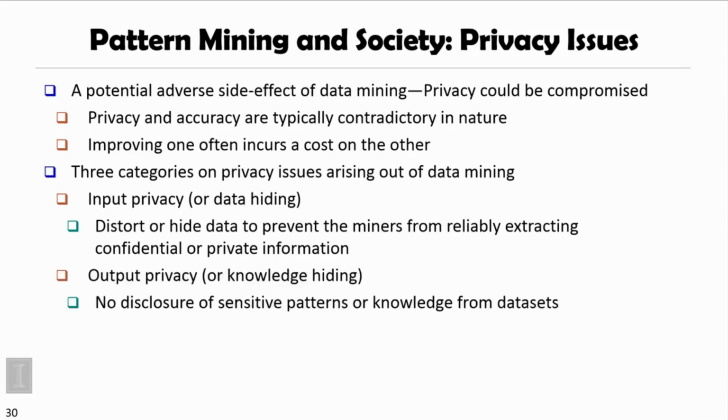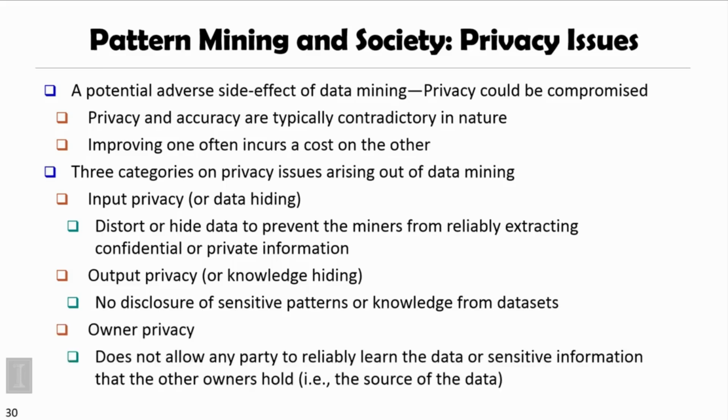Another category of privacy is output privacy, or we say knowledge privacy, the knowledge hiding problem. That means even if the input data may be okay, once we find patterns, certain patterns or knowledge could be sensitive. You may not want to disclose it. So how can we guarantee that when we do the mining, we can ensure the output privacy? This is another interesting issue.